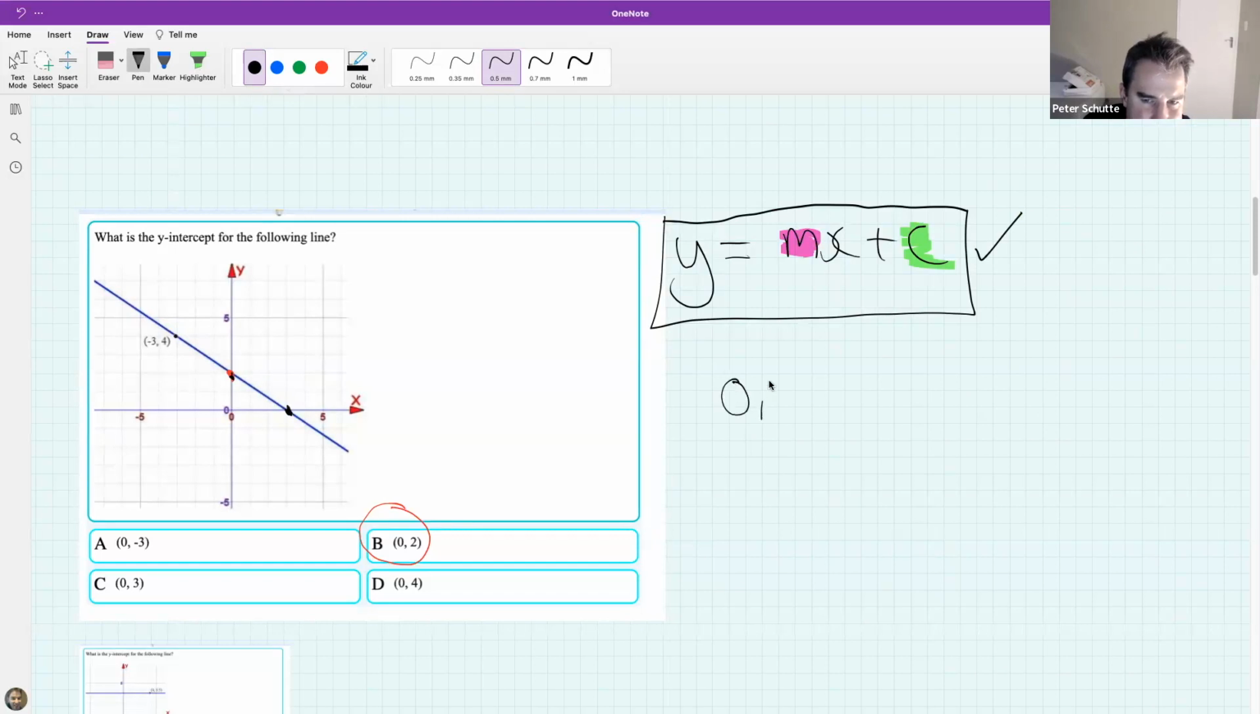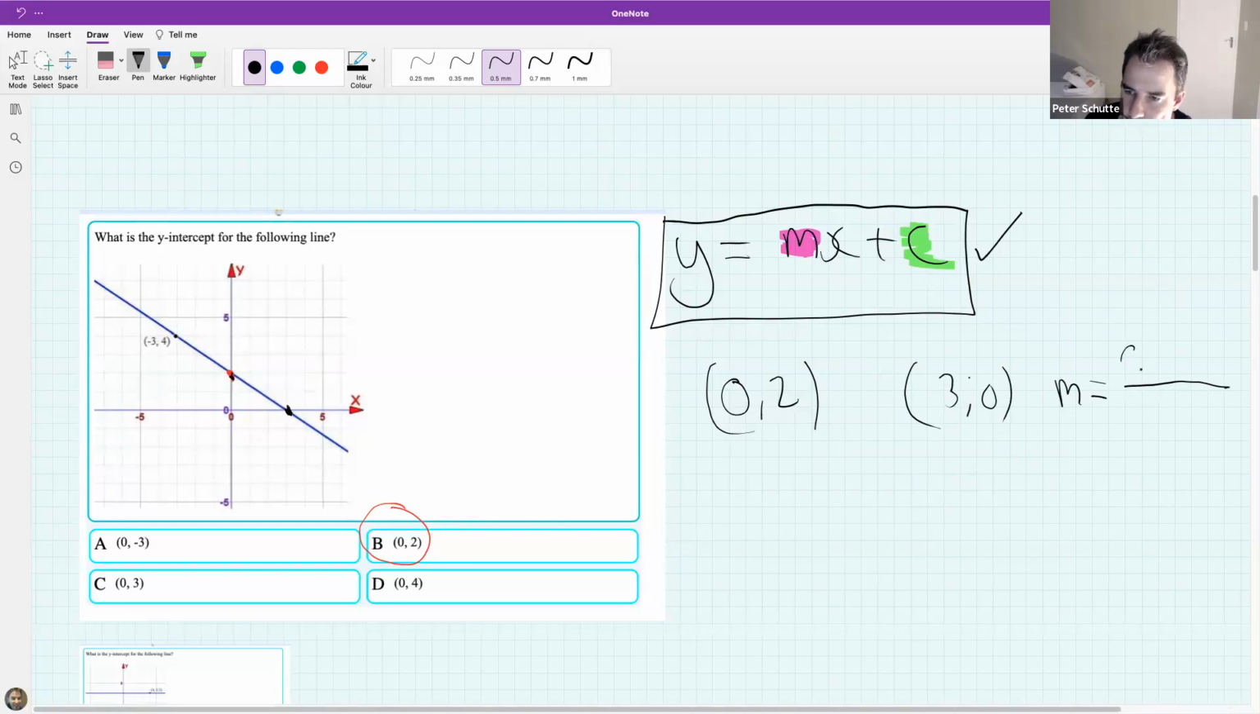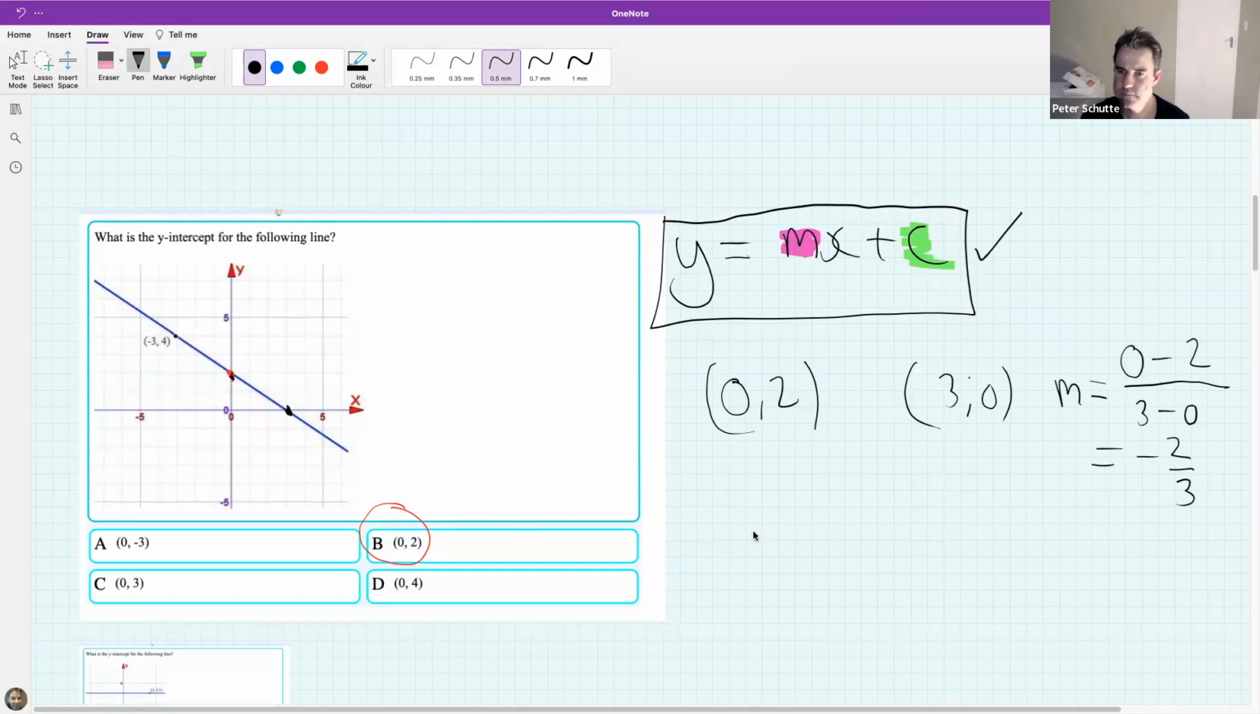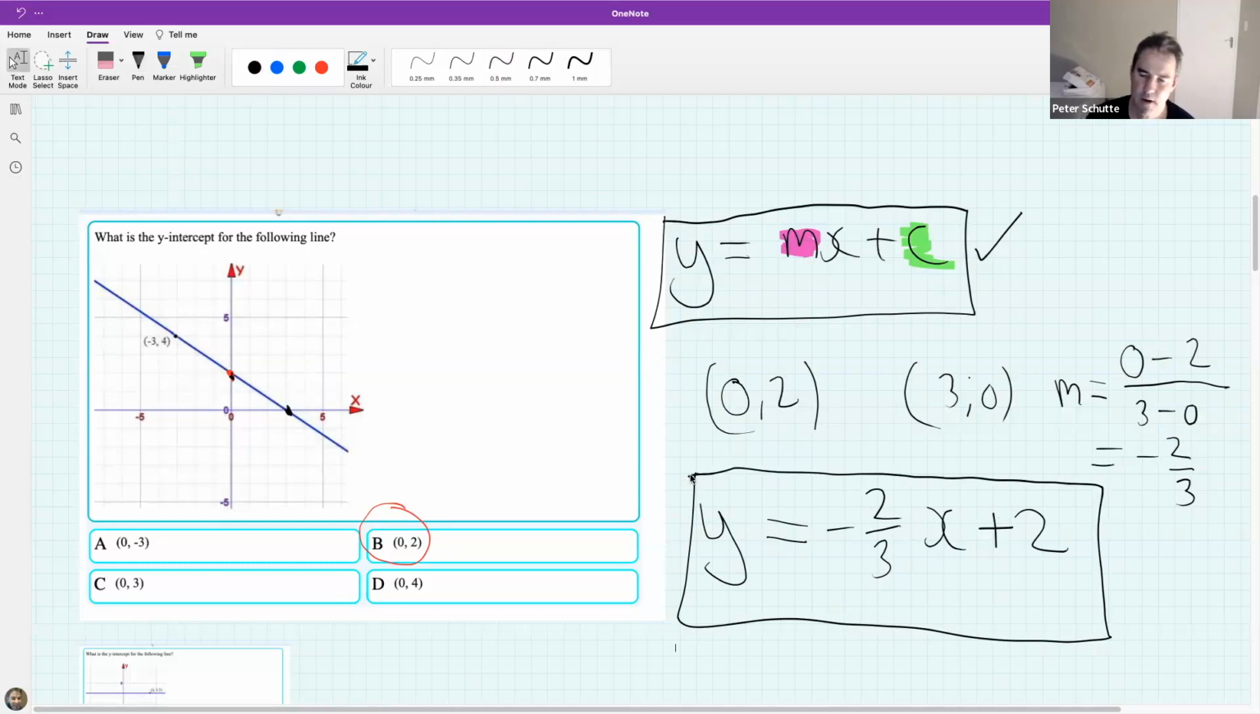I can see two coordinates that you could use would be (0, 2) and (3, 0), I guess. Or you could count the blocks, but I'm just going to find the gradient. So what's the equation of the straight line here? Yeah, no, I'm going to show you how to do this. We're just warming up for this now. So I think that the gradient has to be -2/3, and then it's x, and then you told me that the y-intercept is 2. So the equation of this straight line is going to be y = -2/3x + 2.